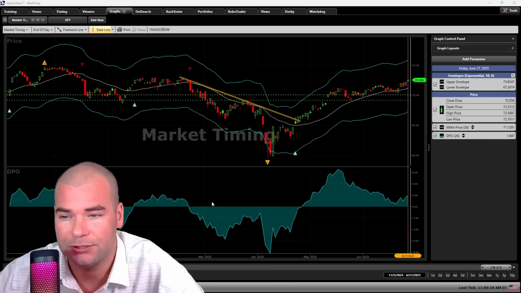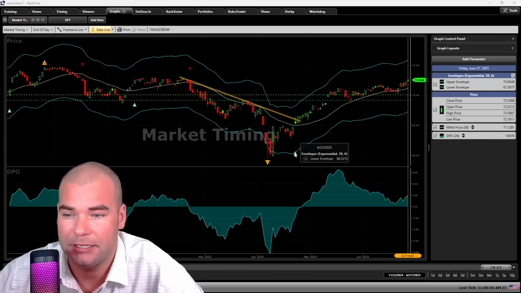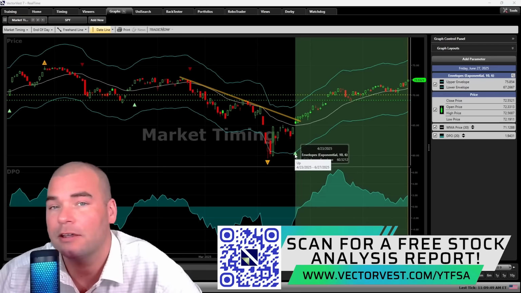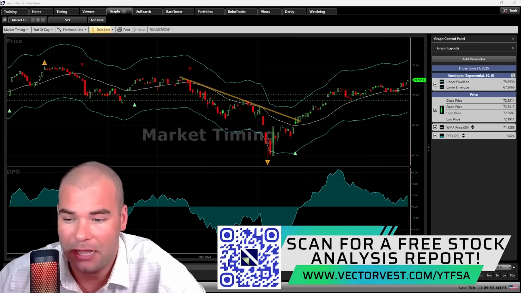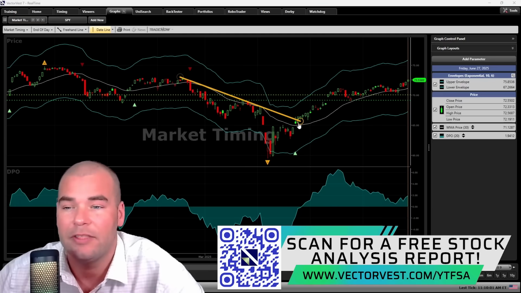Now, there was an exemption to the rule, and that's when price action broke this envelope here. Anytime price action breaks the envelope, you don't need the DPO to get back in positive territory. You can see the preliminary up signal only occurred when the price action went back above the 30-day weighted moving average. Because there was such a steep sell-off here, the DPO took a little bit longer to get into positive territory, and that's exactly what this looks for. So it'll get you in a little bit quicker than otherwise.